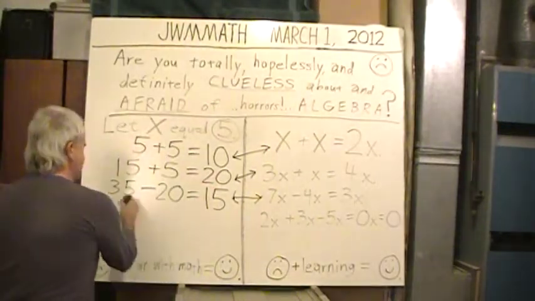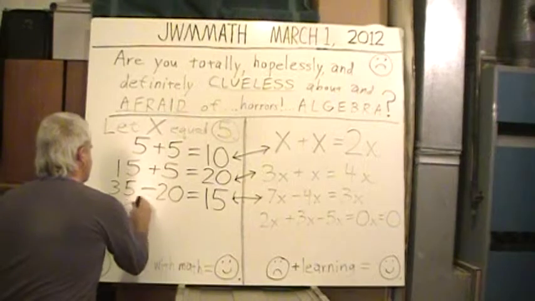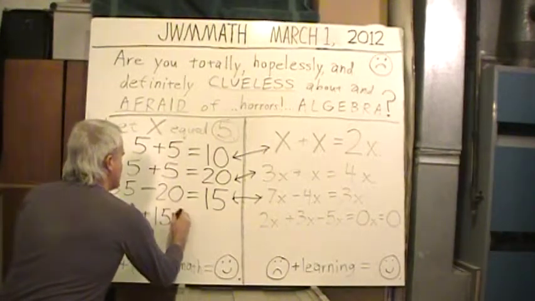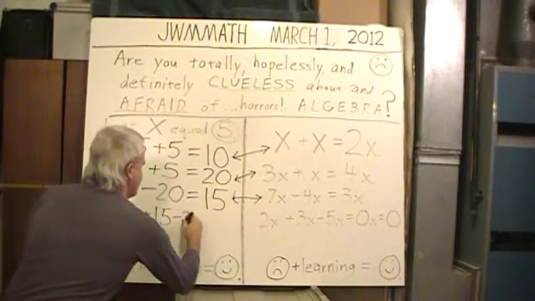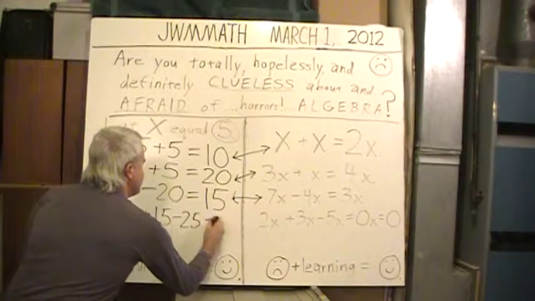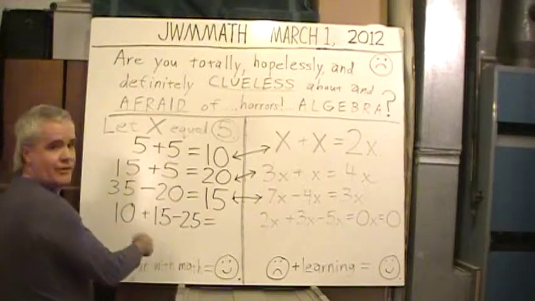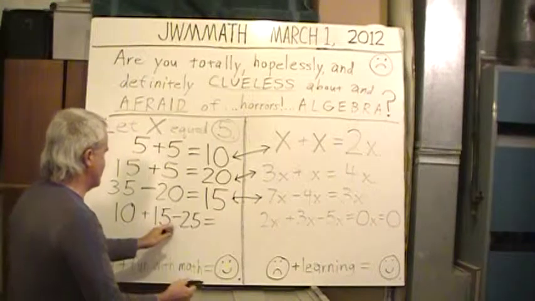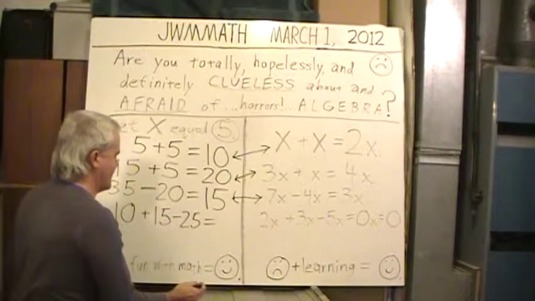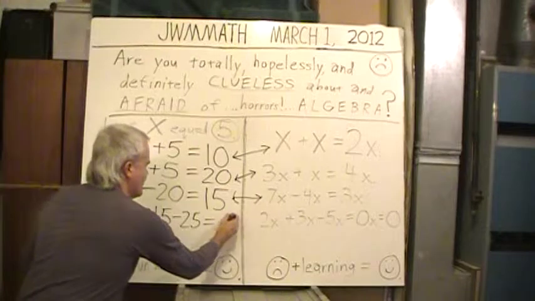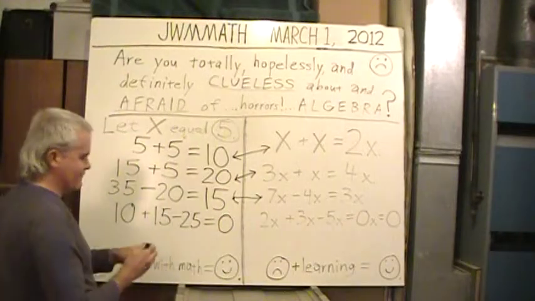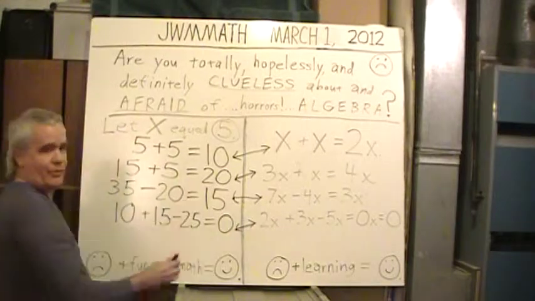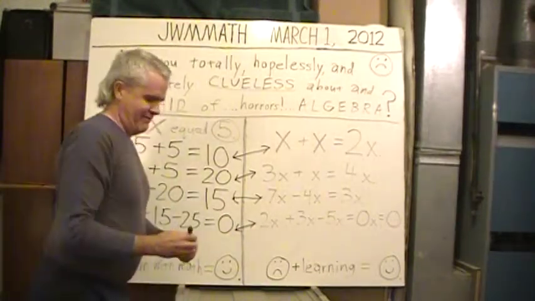x is still 5. 2 times 5 is 10. 3 times 5 is 15. And we have a subtraction. 5 times 5 is 25. And we have additions and subtractions. Follow the order of operations, left to right. 10 plus 15 is 25. 25 minus 25. Taking a number from itself is indeed 0. Just drawing little arrows corresponding the algebra to the arithmetic.